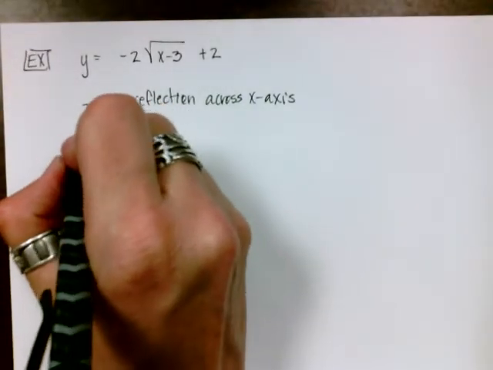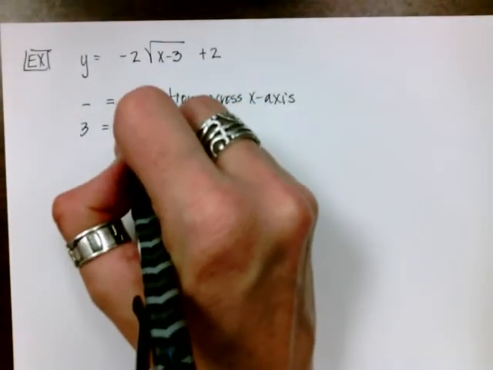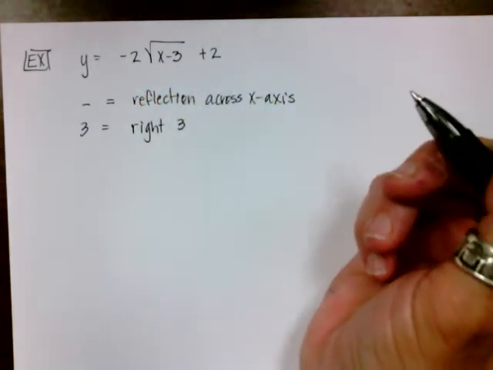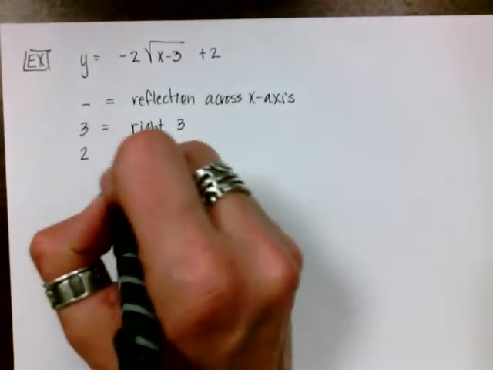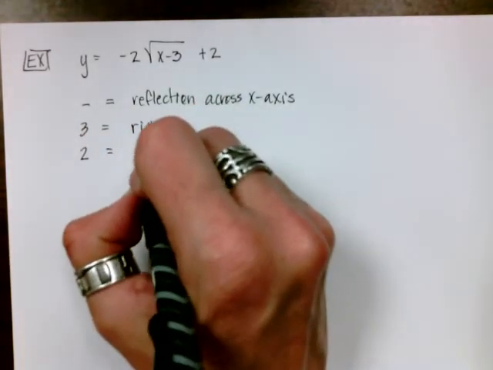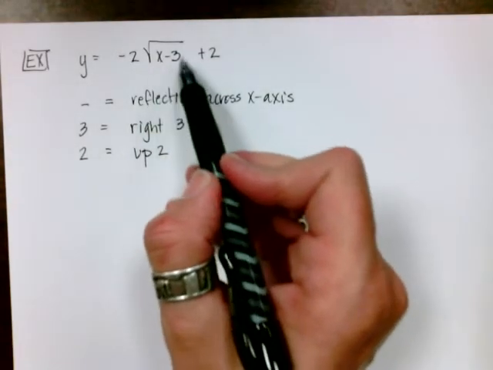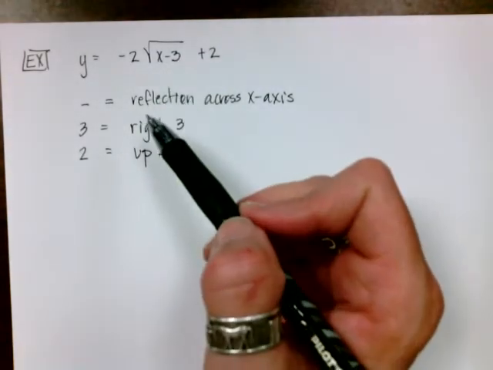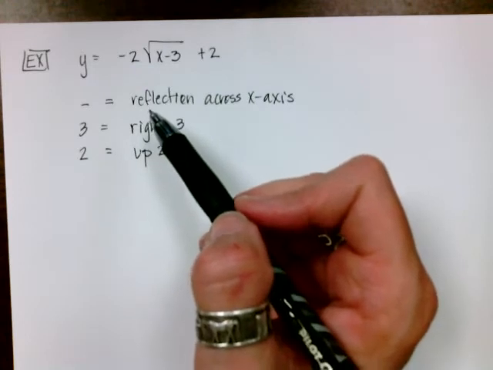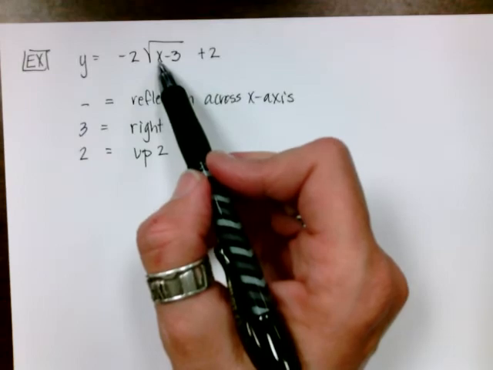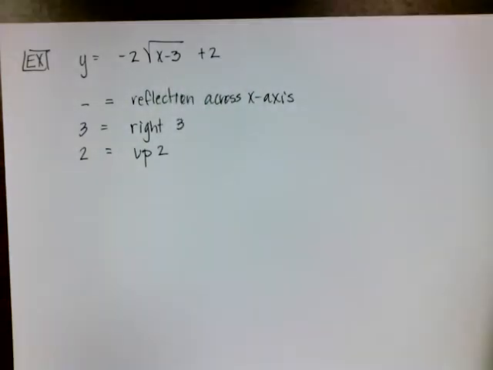The 3 moves it right 3, remember, because it does exactly the opposite of what the sign says when it's inside the function. And 2 is outside the function, so it's going to move up 2. Now the square root is interesting. Remember that you can't take the square root of a negative number. So this graph is actually going to start at x = 3, and then it's going to change.